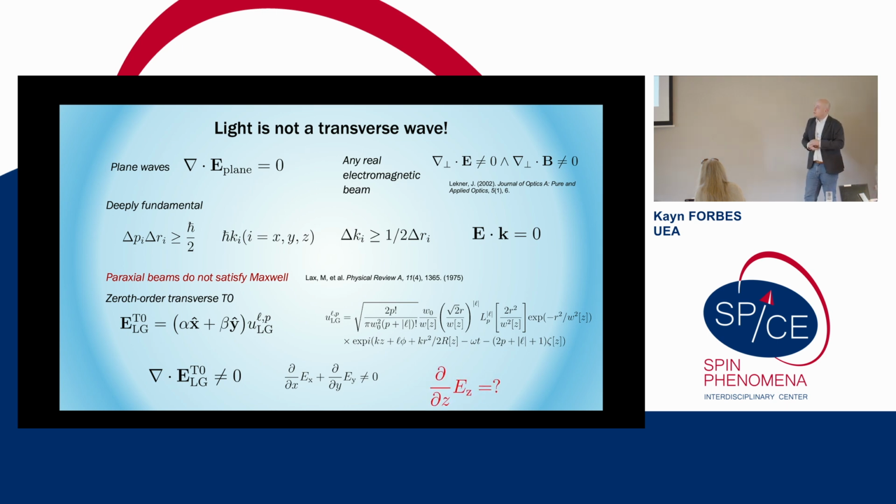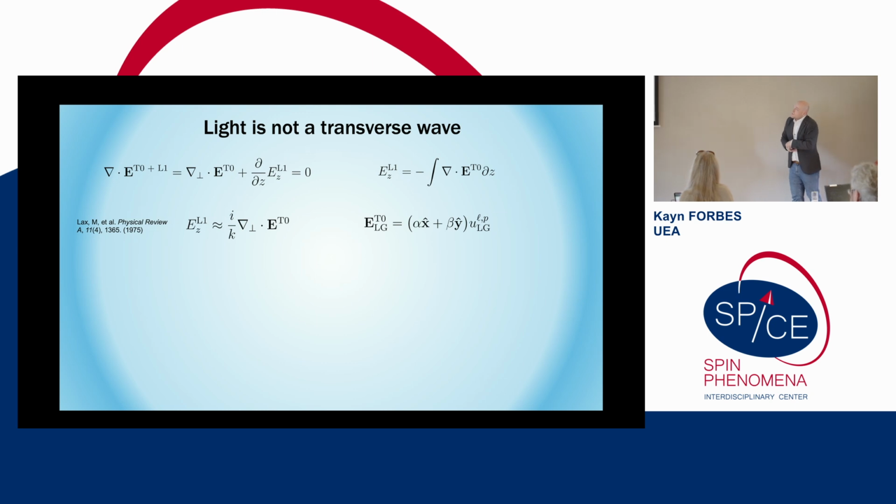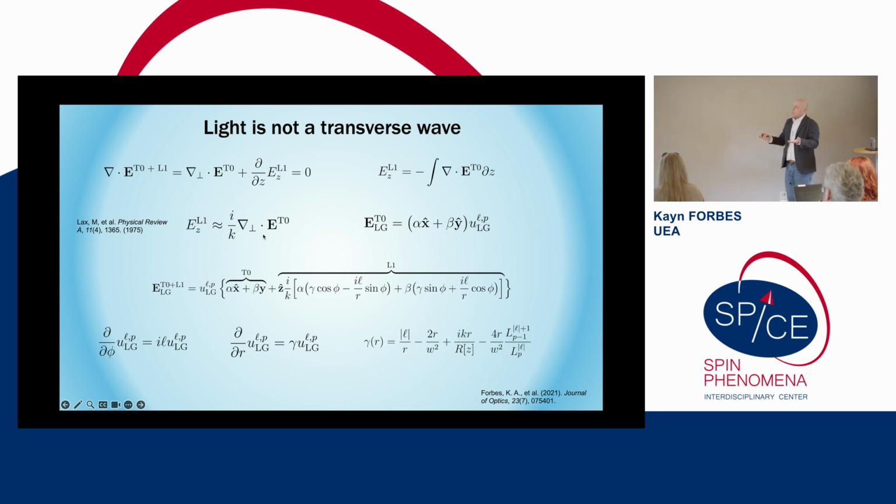How do you fix it? Well, the only thing you've got left is the longitudinal part. So we need to work out what that longitudinal part is, and this is what Melvin Lax realized in 1975. You build in this EZ component, and you can simply rearrange the equation to get this integral. You take an approximation on that Z integral, and you can write the longitudinal field as approximately equal to the transverse gradient of the transverse field. Put that in, do the calculation, and this is what comes out.